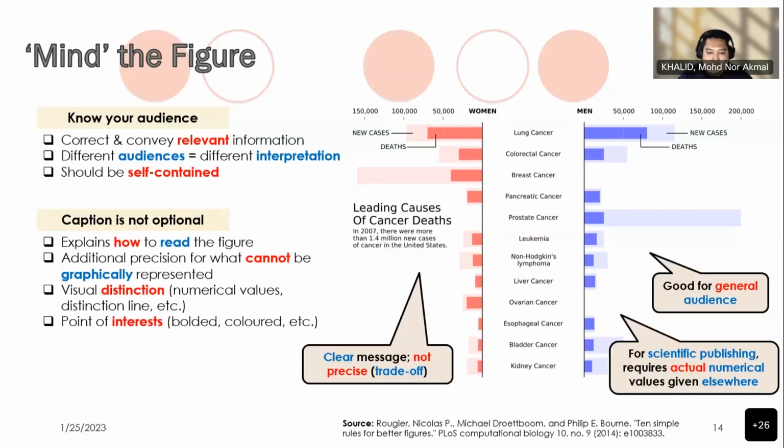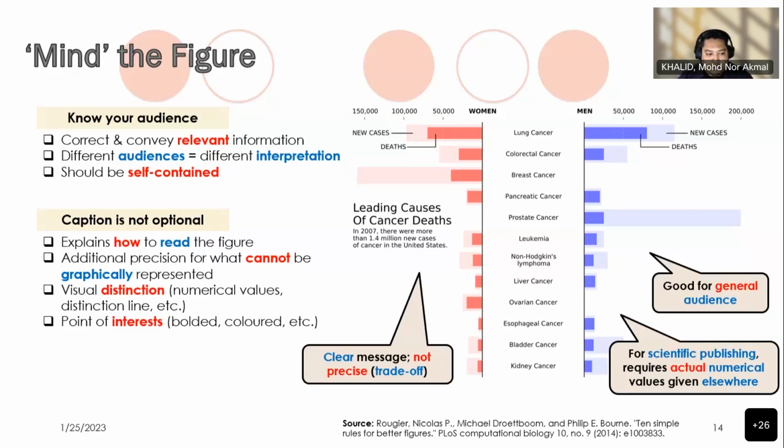For example, like here you want to focus on the prostate and the breast cancer. You know, they have a lot of cases, but not much death there. But on lung cancer, you can see that there are a lot of deaths and a lot of cases. So these are the main points, both men and women, for example, in this figure. So you need to describe this in the figure caption.